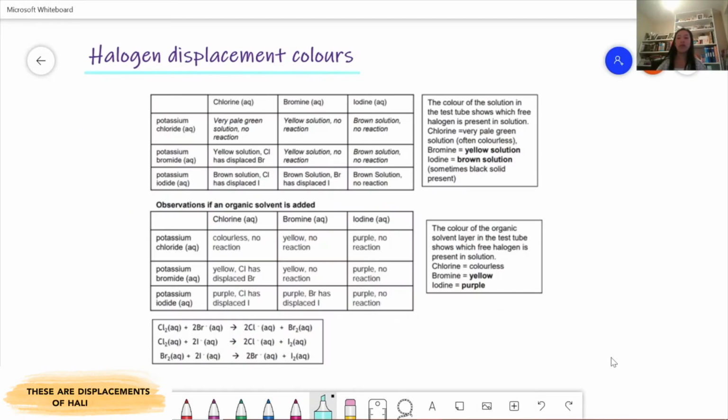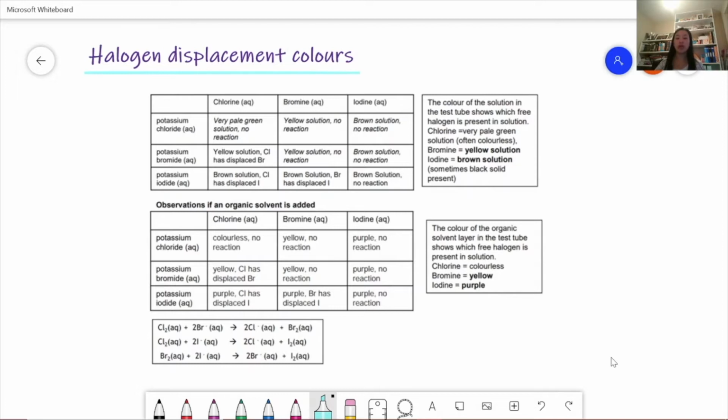So following on from the displacement reactions, we're going to look at the colours. And so we've already learned that the more reactive halogen displaces the halide. And so we can see that for chlorine and chloride, there's no reaction because it's the same, because chlorine can't displace its own, but the chlorine can displace the bromide in potassium bromide, so a yellow solution forms. And then the chlorine can also displace the iodide, so a brown solution forms.